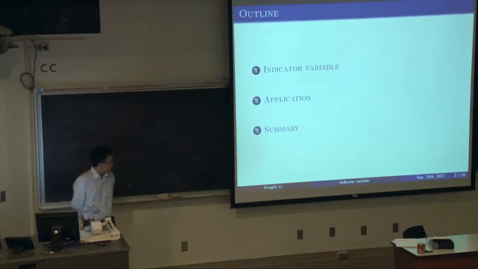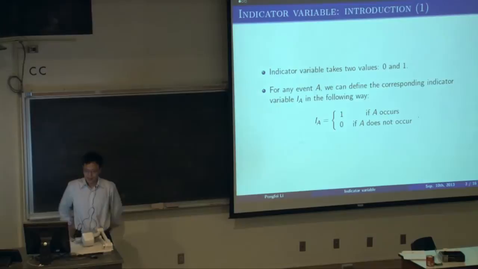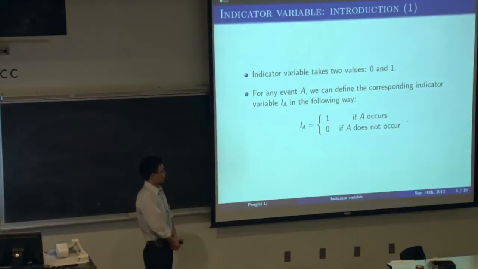So today I'm going to cover two things. First of all, what is an indicator variable? And then how we're going to use it. Now, if I have time, then I'll give you a summary. Now, here's the indicator variable. An indicator variable can only take two values, 0 and 1.